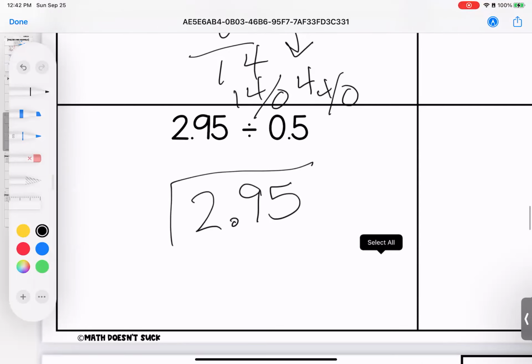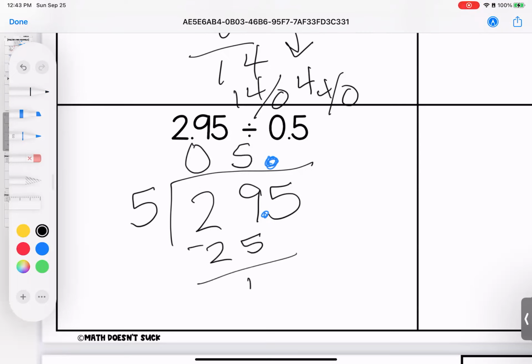295 divided by 5. Moving my decimal once and once, putting it up into my answer, erasing if it helps, and then dividing. Does 5 go into 2? No. Does 5 go into 29? Yes, 5 times, which gives me 25. I subtract for 4, bring down my 5. 5 goes into 45 9 times, leaving me 0 remainder, 5 and 9 tenths.